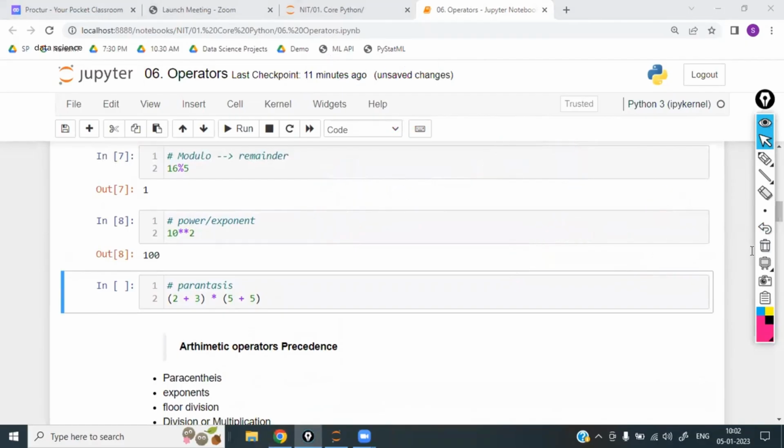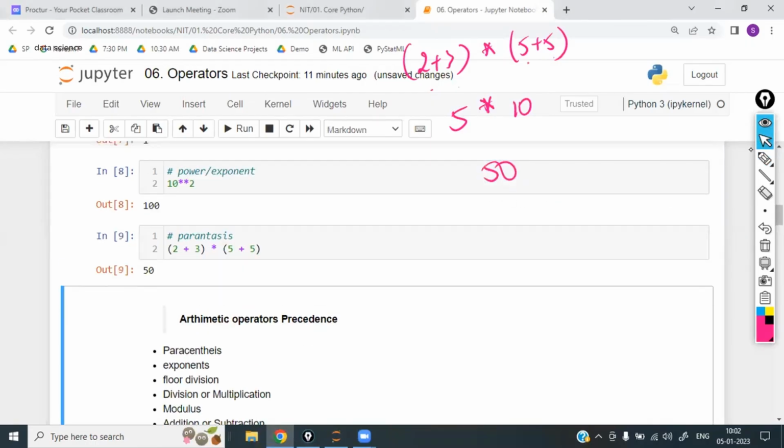Next, we are having parenthesis, brackets. The next one is called brackets, where we have something like 2 plus 3 into 5 plus 5. So 2 plus 3 is nothing but 5. 5 into 5 plus 5, which is nothing but 10. So which is 5 into 10, 50. Right?